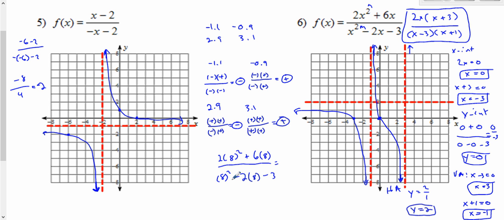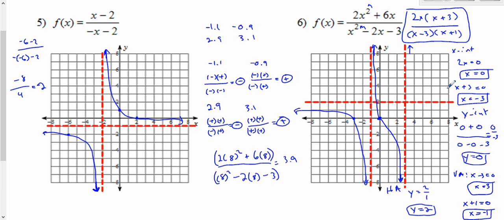When I do this whole thing on my calculator, I need to put an extra set of parentheses around everything. I could calculate the top, get a number, calculate the bottom, get a number, and then divide those two numbers. Whatever you need to do to make sure you are taking the full value of the top, dividing it by the full value of the bottom. When I do this, I get 3.9 something. So I go to 8, I go up to 3.9.